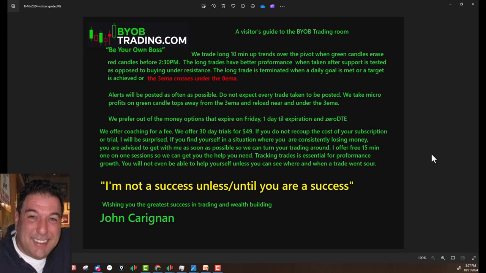Okay, we prefer out of the money options. They tend to be a little bit cheaper. You can get a little bit more, and we like them that expire on Friday. Fridays are particularly a better day because you've got a lot more open interest. Not only that, sometimes you've got the weekly options, and on options expiration Friday in the month, you get those monthly options as well. I like the 1 day till expiration and 0 day till expiration, but I prefer the out of the money ones that expire on Friday.